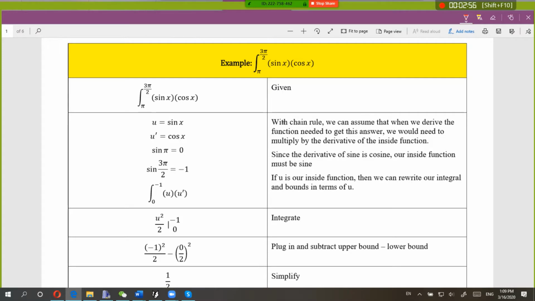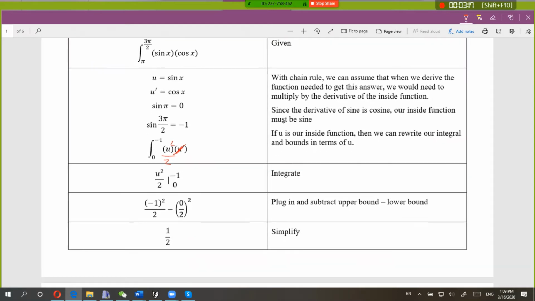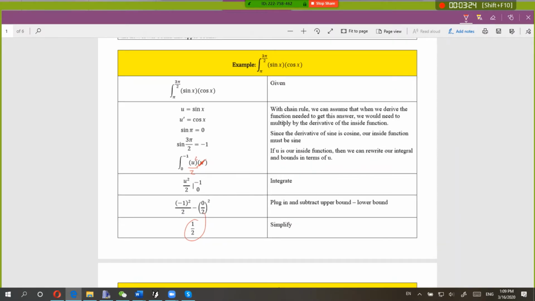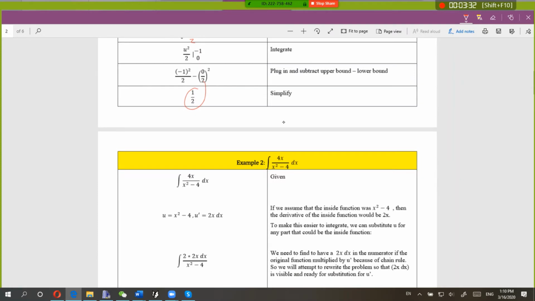So when I integrate this, if I integrate u, I'll divide by u prime, add 1 to the power, and then divide by the new power. That gives me u squared over 2 from 0 to -1. I'll plug in my upper bound and subtract my lower bound. -1 squared is 1, so that gives me 1/2 minus 0, or 1/2. Any questions on U-substitution from last week? Okay.